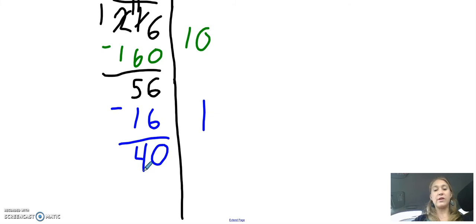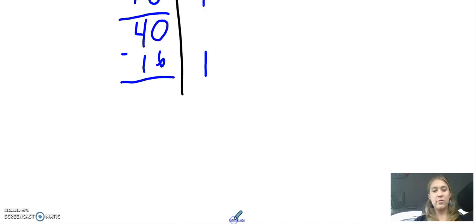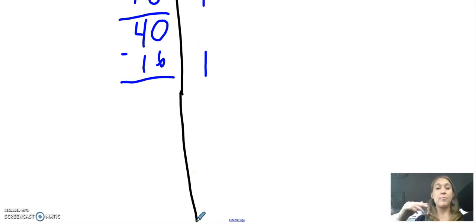I can use another friendly 1, so I'm going to put 1 on the outside. 1 times 16 is 16. Subtract. Extend my page a little bit more. All right, 0 minus 6 is stop, regroup. That 4 becomes a 3. That 0 becomes a 10. 10 minus 6 is 4. 3 minus 1 is 2.